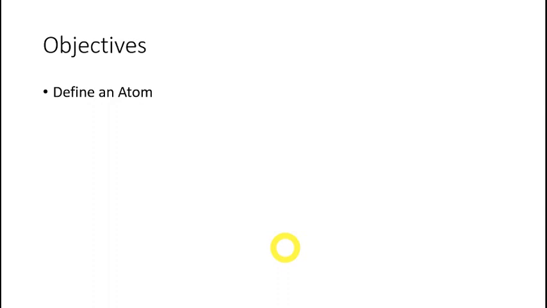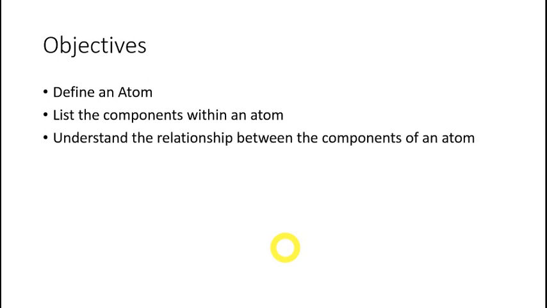First, we want at the end of this lesson to be able to define what an atom is. We want to list the components within an atom. We want to understand the relationship between the components of an atom, and we want to specifically understand what makes electrons unique within an atom. Okay, so let's get started here.